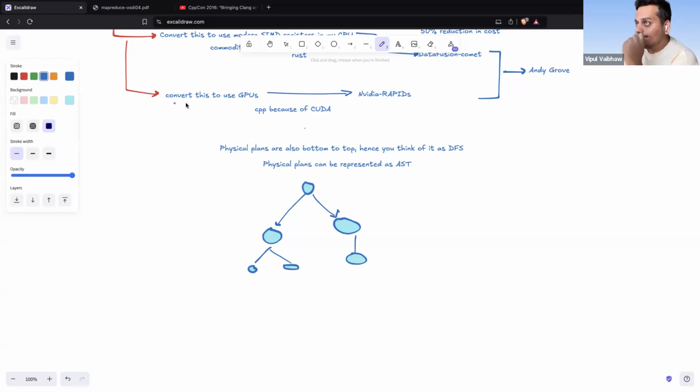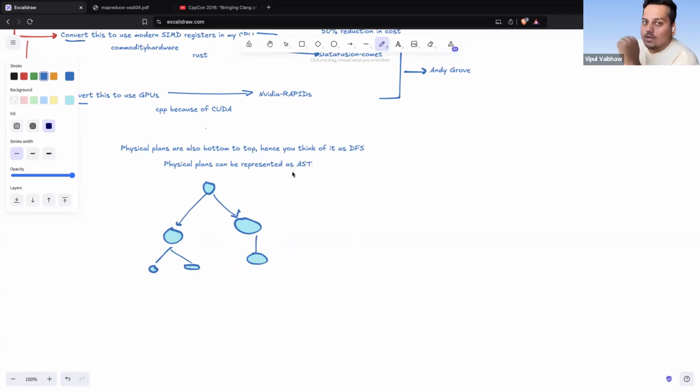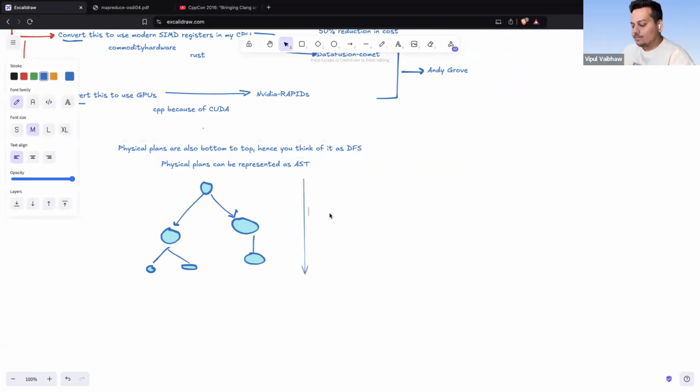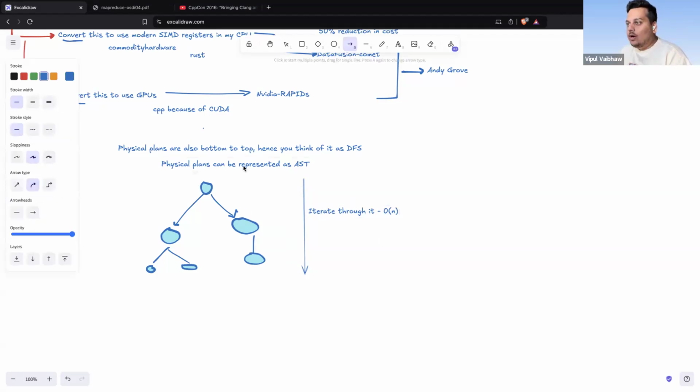Now, conversion. Conversion is actually very simple. What we do is, a physical plan can never be extremely long. So you can iterate through the physical plan, which means O(N), the number of nodes or the depth. You have to iterate through it. So you have to iterate through the physical plan and do a node by node translation.